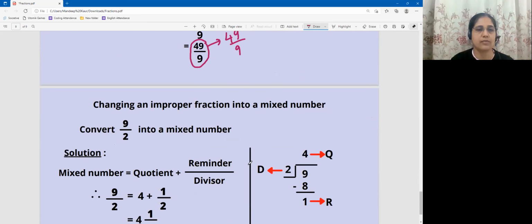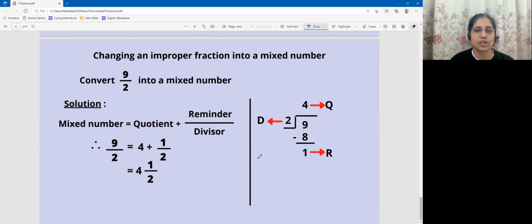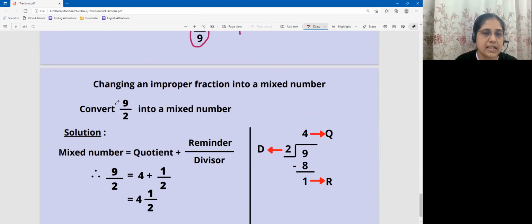Now let's learn how we can convert an improper fraction into a mixed fraction. Let's take an example, 9/2. So we have to convert it into a mixed fraction. To convert an improper fraction into a mixed fraction, we are going to divide the numerator by the denominator. When we divide the numerator by the denominator, we get 1 as the remainder, 2 as the divisor, 4 as the quotient.